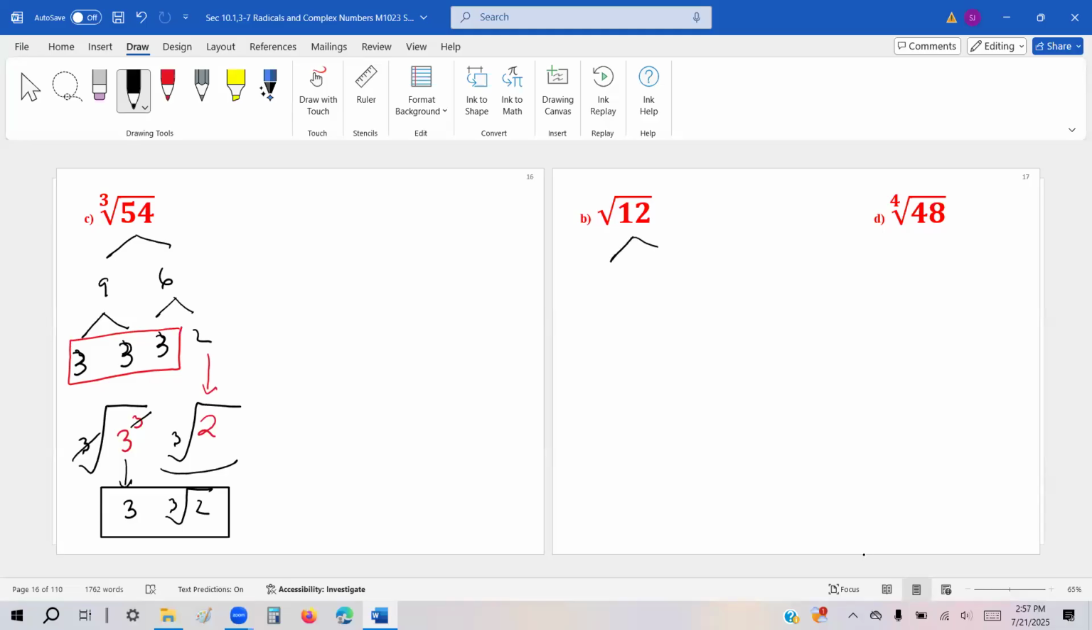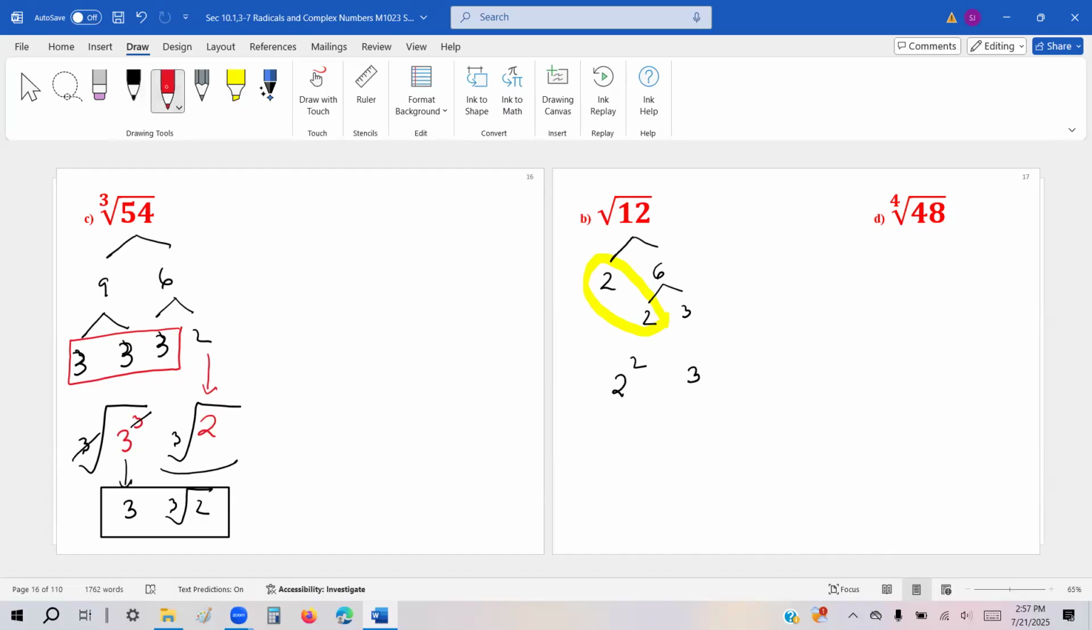The 12, many of you wrote 2 and 6, no problem. But you're looking for the same number twice. That means you have to break down 6 more, 2 times 3. So we see the same number twice here. So 2 square and 3.